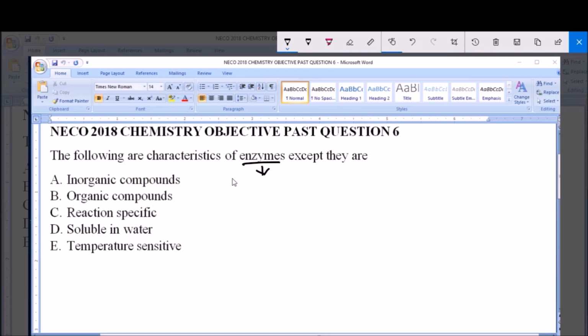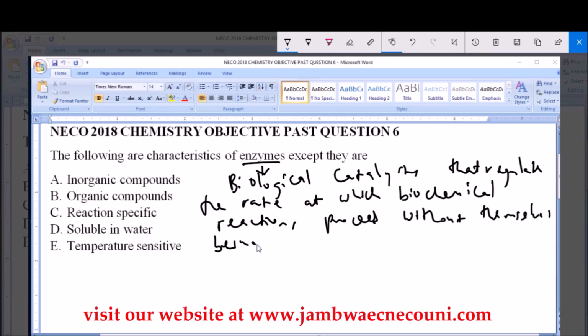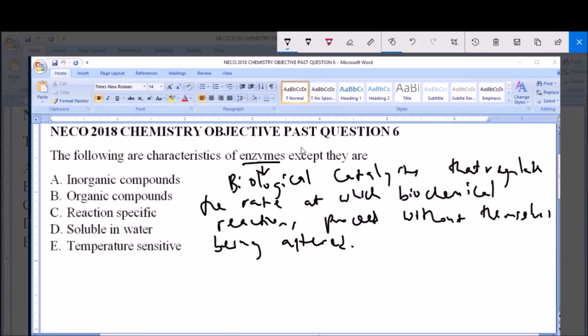biological catalysts that regulate the rate at which biochemical reactions proceed without themselves being altered. Now, we have to pick out the one which is not a characteristic of an enzyme.